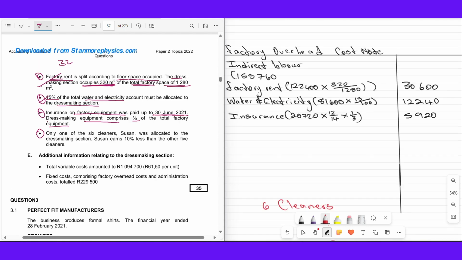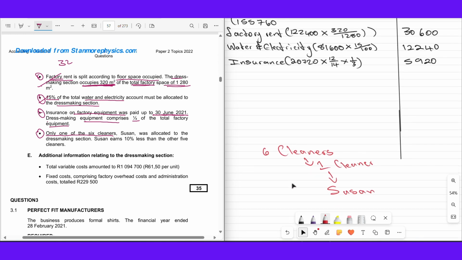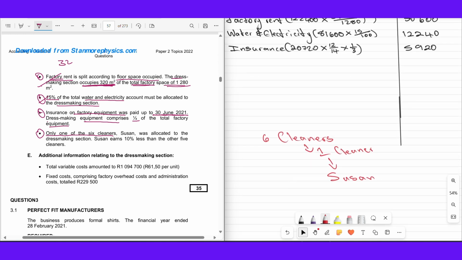Let's do this. So now this is what is happening. They are saying that only one worker of the 6 cleaners, so automatically we have 6 cleaners, right? And they are saying that Susan was allocated to the dressmaking, meaning that dressmaking we are referring to factory overhead. So Susan is the one that we focus on for dressmaking factory overhead. So they are saying Susan earns 10%. This is what we need to allocate to the factory. But they are saying less than the other 5 cleaners.